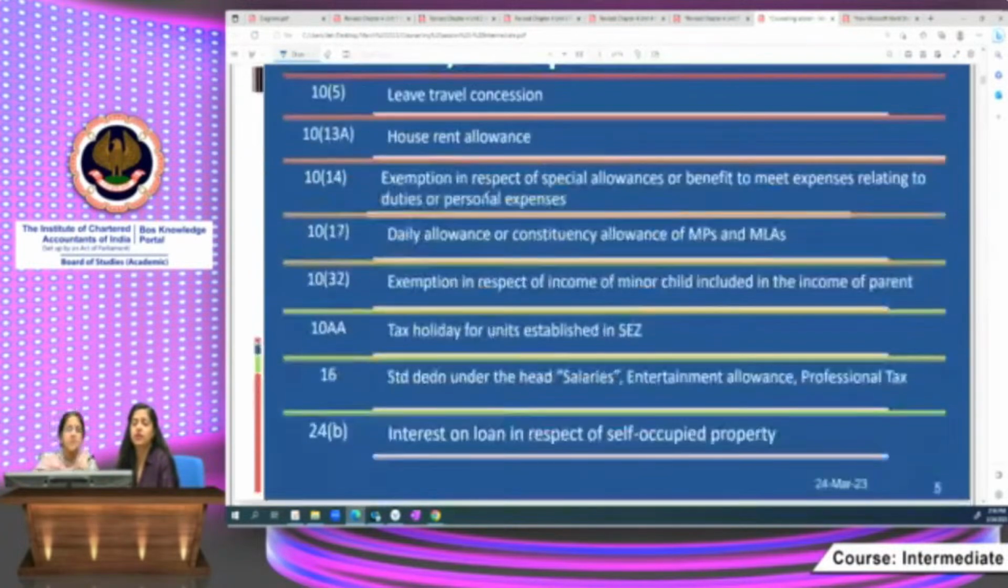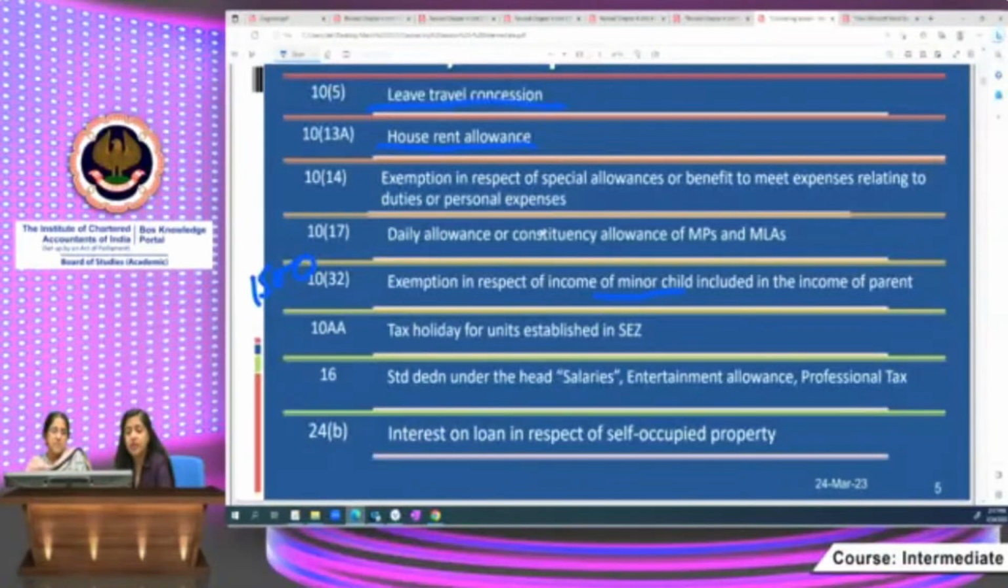In case of salary, if the income is taxable under the head salary, then leave travel concession is not allowed under Section 115BAC. HRA allowances we will discuss later on while discussing salary also. Then exemption in respect of special allowances, daily allowances, and exemption for minor child when income of the minor child is clubbed in the hands of parents, where an exemption of up to 1,500 is allowed under Section 10(32), which is not available if you are opting for 115BAC.